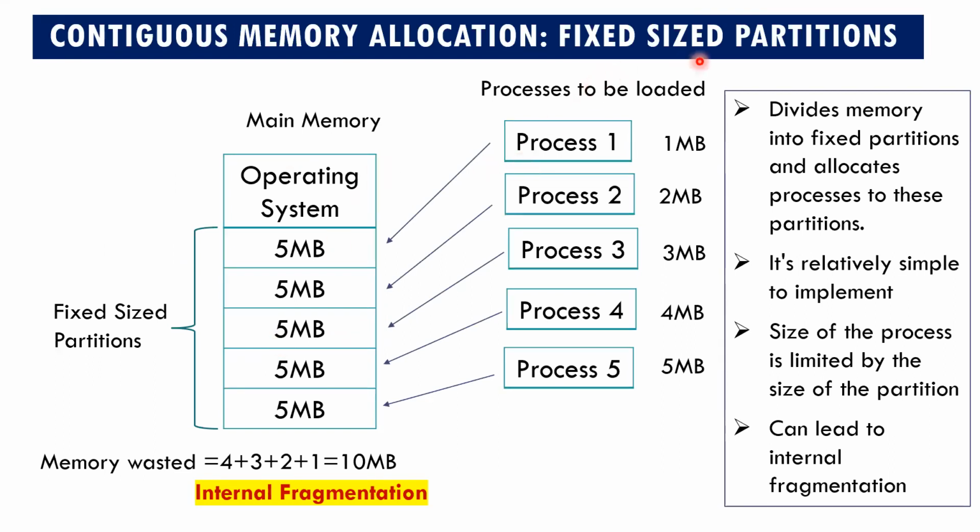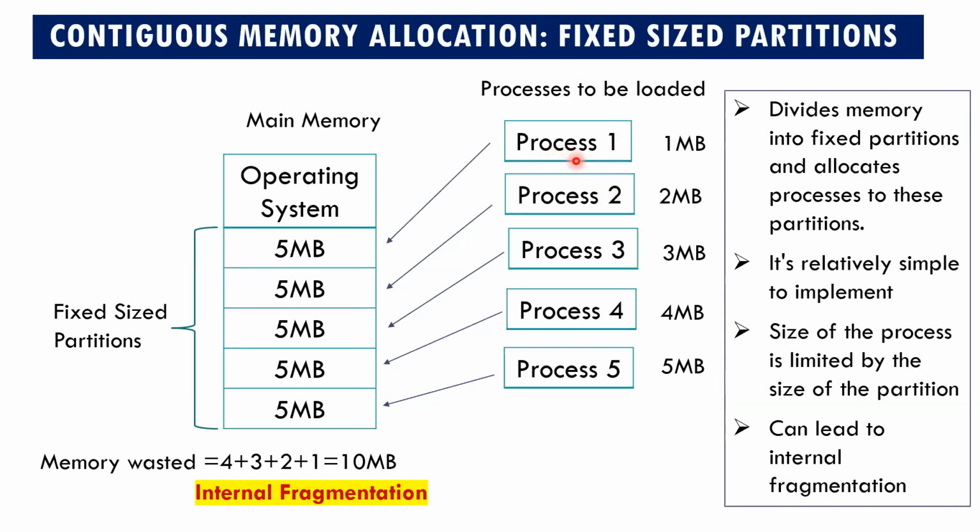Let us see the implementation of contiguous memory allocation by using fixed sized partitions. If you look at the main memory, the operating system is stored in the main memory and the remaining part of the main memory, which is called the user area, is divided into fixed sized partitions. In this example, we are considering fixed sized partitions of 5 MB each.